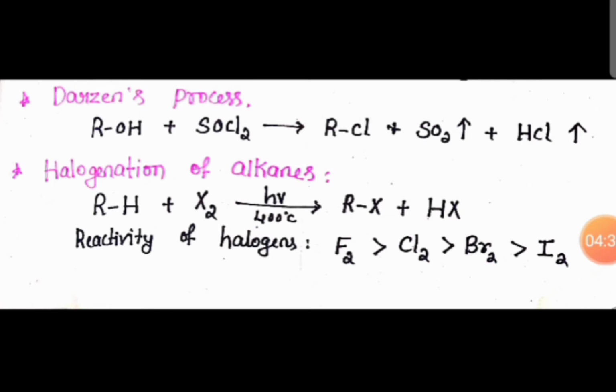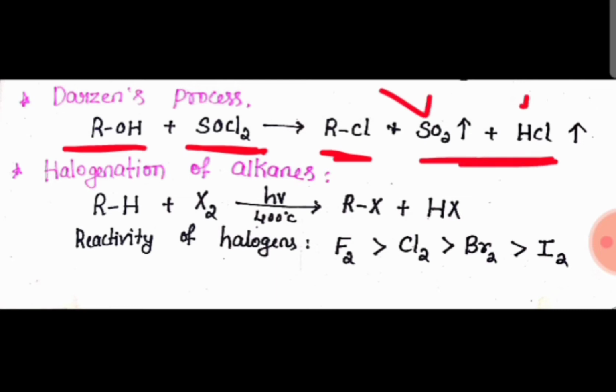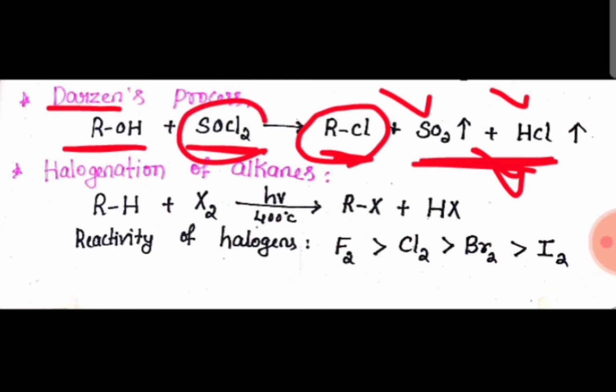Now here the most important method to prepare haloalkane is Darzens' process. In Darzens' process, what happens? Alcohol reacts with thionyl chloride, SOCl2 is thionyl chloride. We will get alkyl chloride along with the release of two gases. One is sulfur dioxide, another one is hydrogen chloride. As these two byproducts are gaseous, they escape the product mixture, and we will get pure alkyl chloride. That's why to prepare haloalkanes, Darzens' process is considered as the best one because of the escape of the other two byproducts. The reactant here along with the alcohol is SOCl2, thionyl chloride.